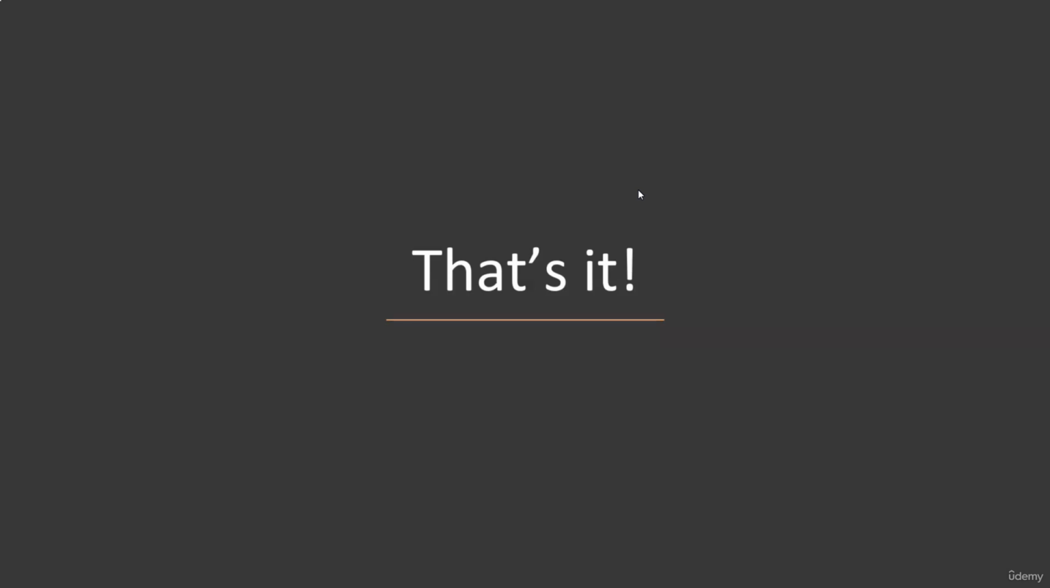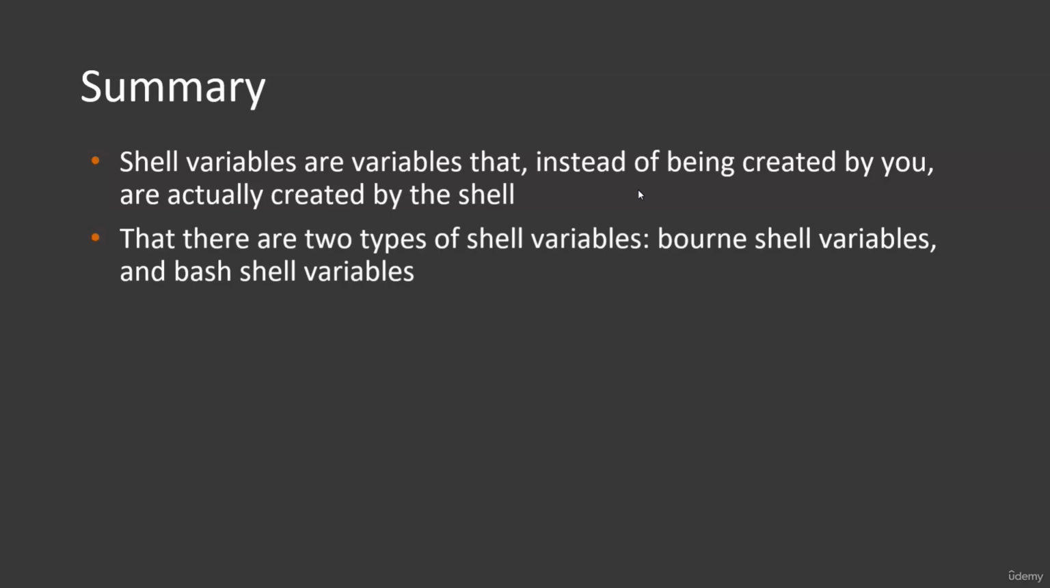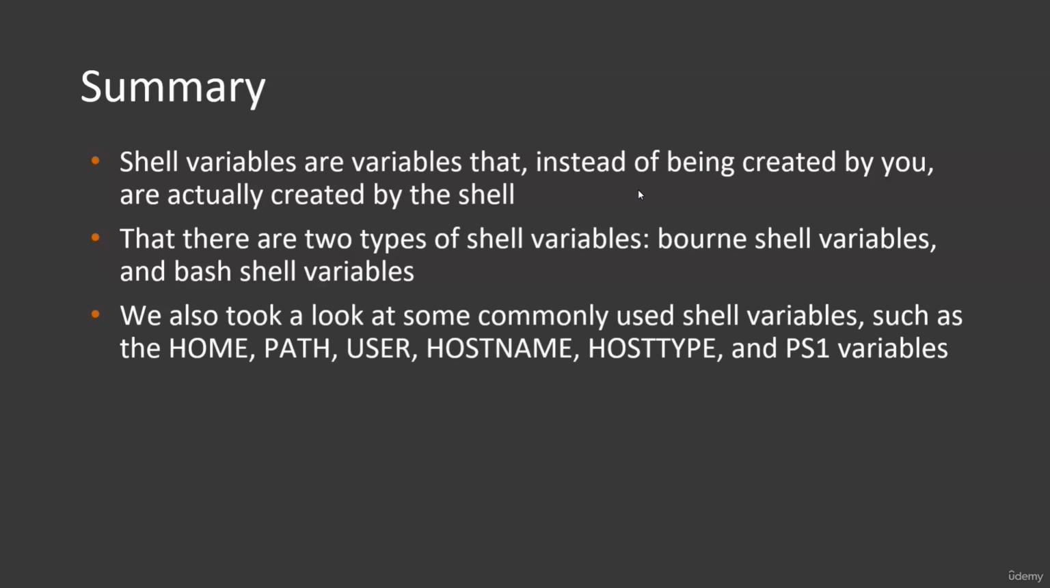In this video, we've seen that shell variables are variables that, instead of being created by you, are actually created by the shell. You learned that there are two types of shell variables, Bourne shell variables and Bash shell variables. Bourne shell variables are variables that Bash has inherited from the original Bourne shell, whereas Bash shell variables are specific to Bash only. We also took a look at some commonly used shell variables, such as the HOME, PATH, USER, HOSTNAME, HOSTTYPE, and PS1 variables. These have various functions that you will likely need to use here and there in your scripts. And finally, you learned that shell variables are named in all uppercase to distinguish them from user-defined variables, which should be given names in all lowercase.